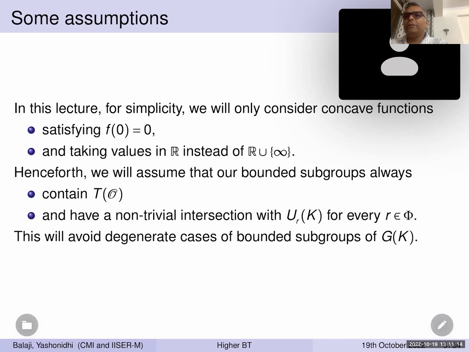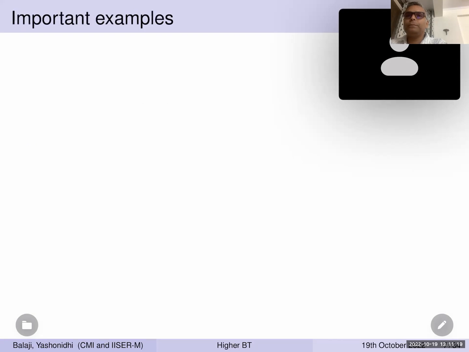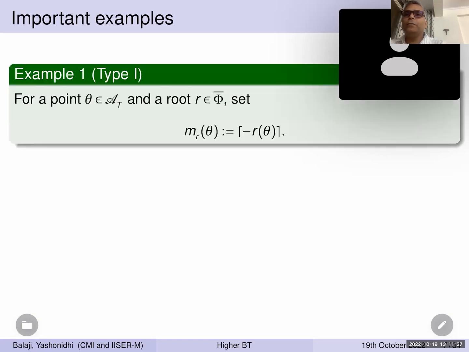And I need them for the simplicity of exposition. So now I want to discuss some important examples of concave functions. The first, we want to call them type 1. For any point theta in the apartment and any root r in phi bar, we set m_r(theta) as the ceiling function of minus r(theta).